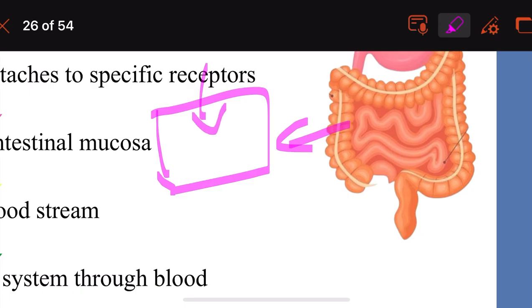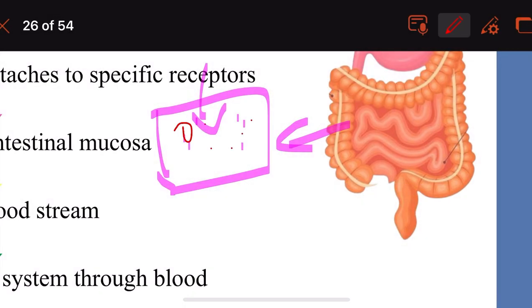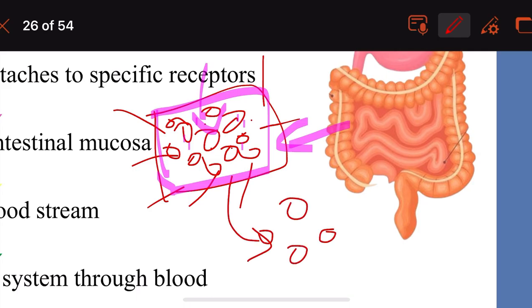Once it has entered one cell, it is multiplying. With the help of the RNA polymerase, the RNA gets replicated. Once the replication is done, new viruses assemble, which kill the infected cell. The lysis results in the release of the virus. From the GIT, the virus gets released.